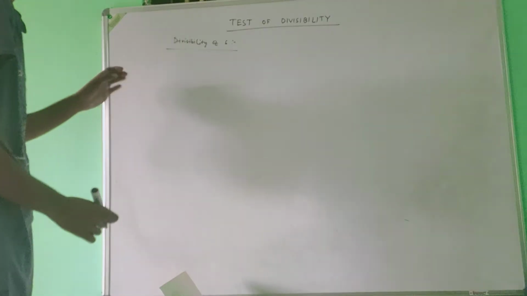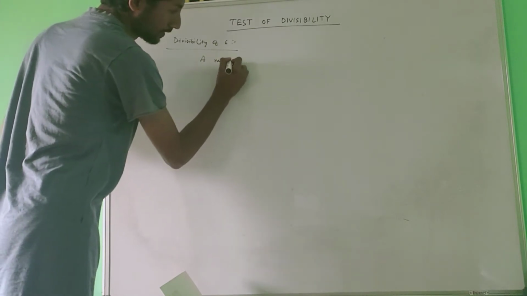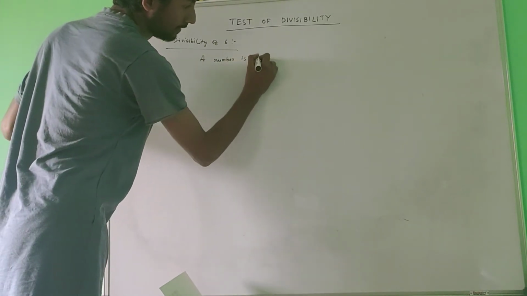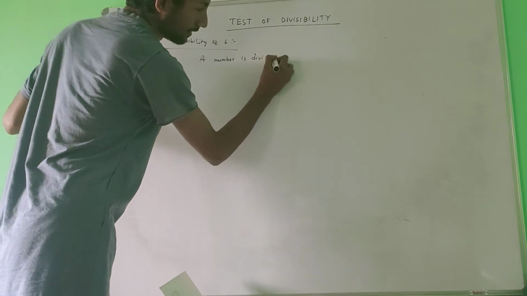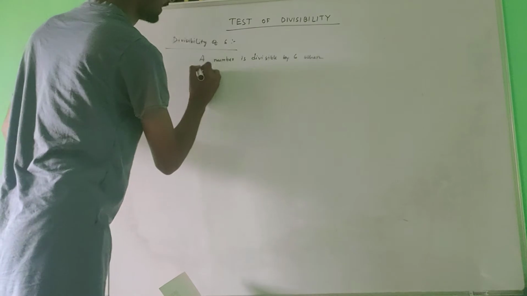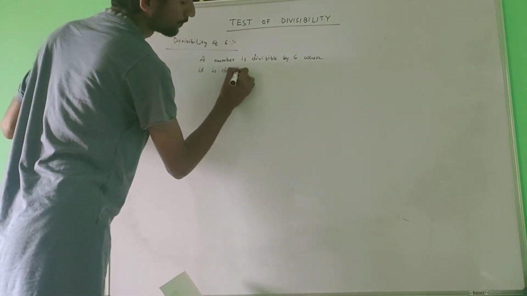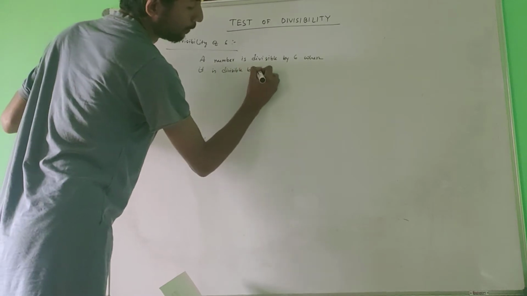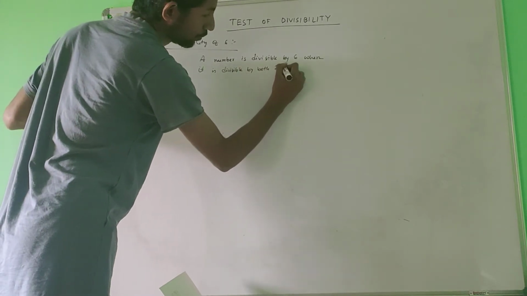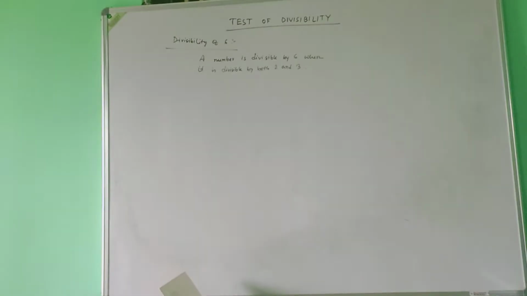Divisibility of 6. A number is divisible by 6 when it is divisible by both 2 and 3. When this number is divisible by both 2 and 3.